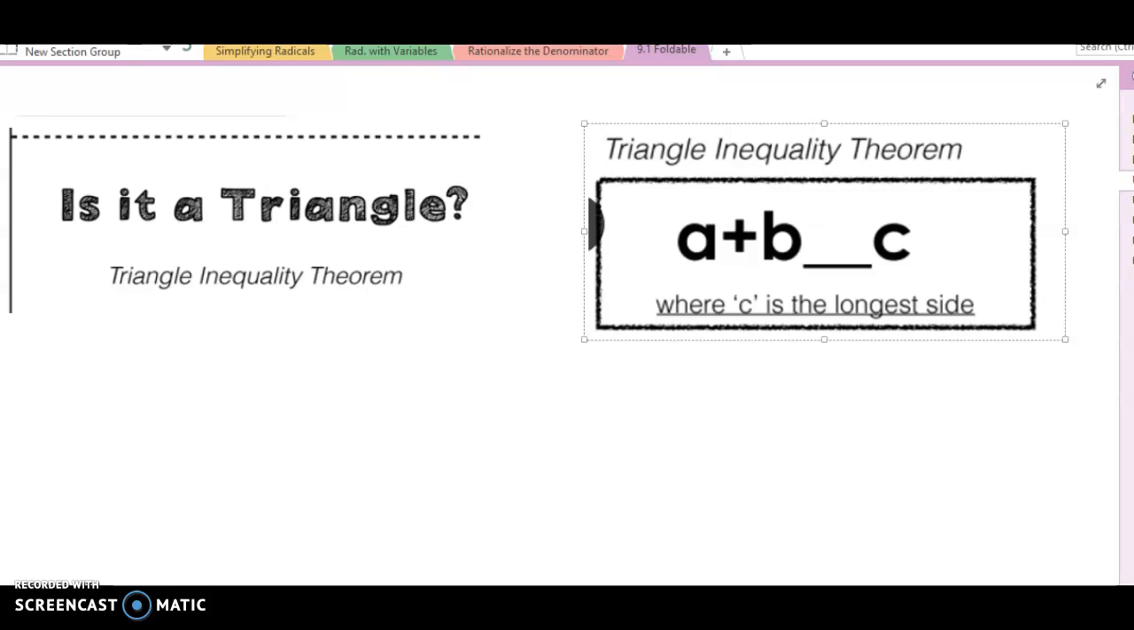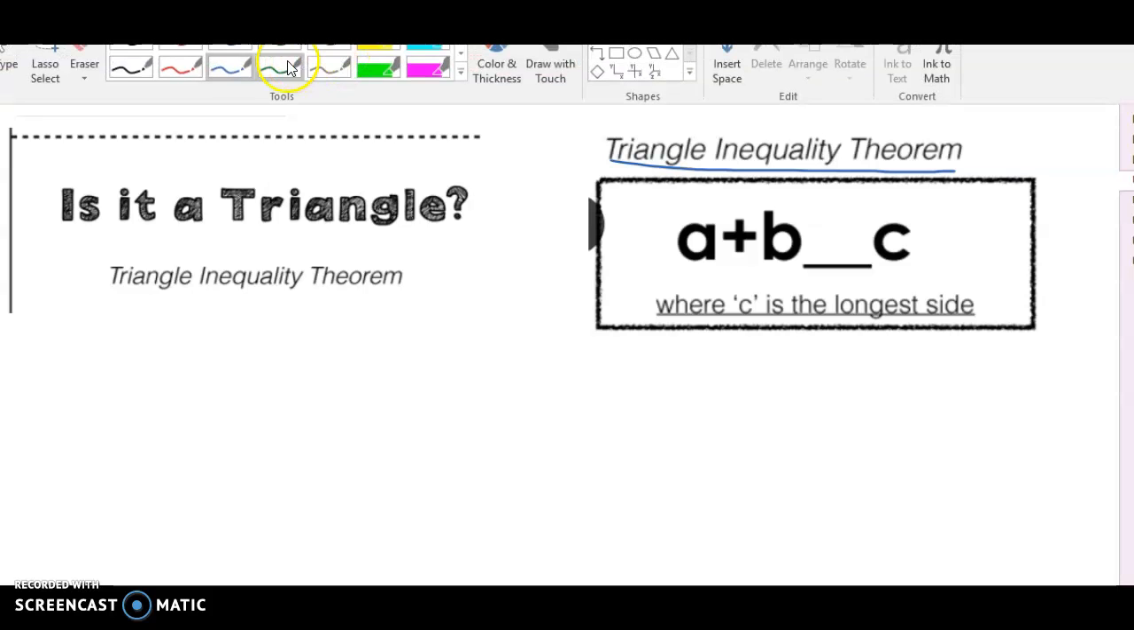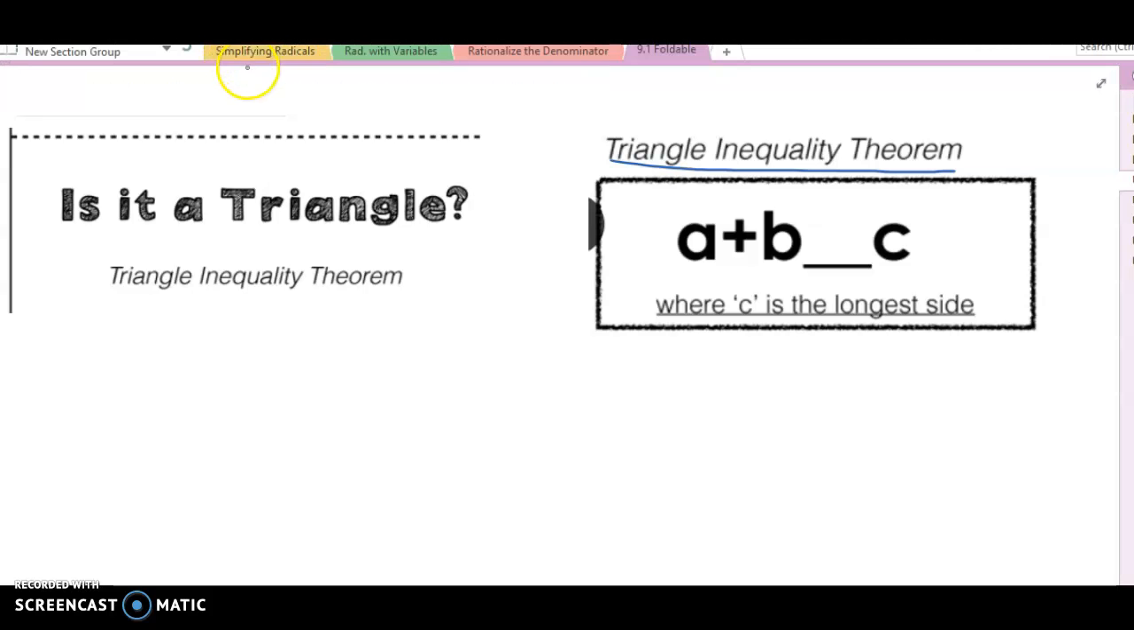All right, guys, so you should have already watched the first video that was all about the Pythagorean theorem. And this video is going to finish up this foldable. All right, so we're first going to go over what we call the triangle inequality theorem. It basically tells us when we have a triangle and when we don't.